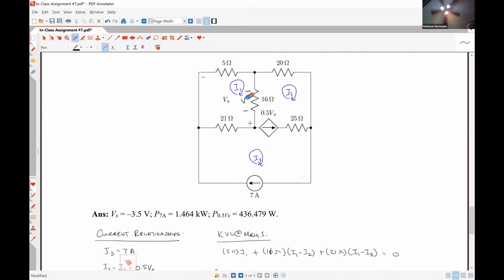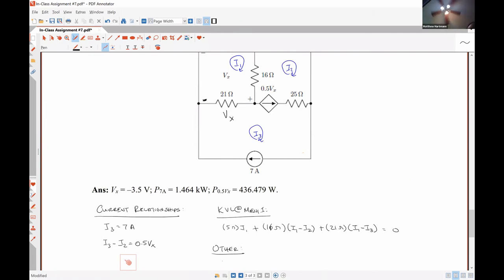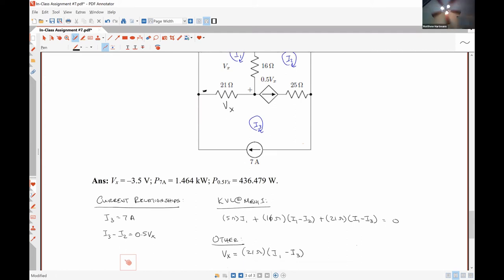Or I could recognize that this negative terminal here is the same as having the negative terminal here. So Vx is just the voltage drop over the 21 ohm resistor. Did everybody see that? Yes, sir. So Vx defined as the voltage drop over the 21 ohm resistor makes things rather easy to figure out, right? So it will be 21 ohms. What's the mesh current flowing into the positive polarity terminal? I1. What's the mesh current flowing into the negative polarity terminal? I3, negative I3. So that's our equation for Vx.